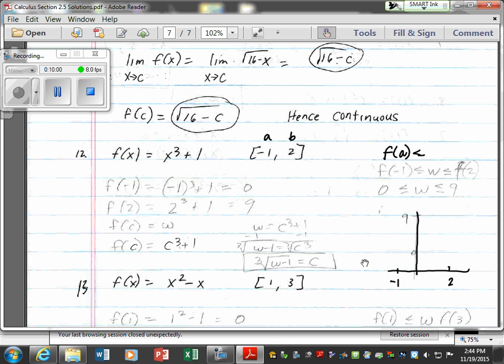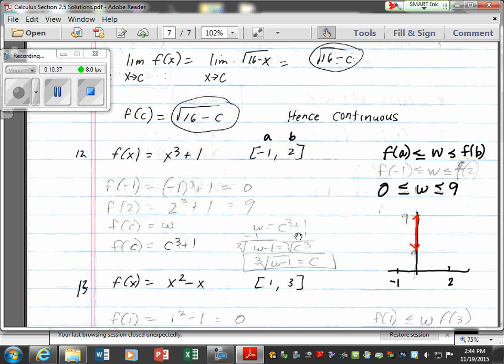F of a is less than or equal to W, less than or equal to f of b. Well, f of a is f of -1, so plug in -1 right here, and we get 0. So that's this calculation, so 0 is less than or equal to W. What is f evaluated at 2? We did that calculation here. Everywhere there's an x, we plug in a 2, and we got 9. So we know W is somewhere between 0 and 9. So there's some W there.